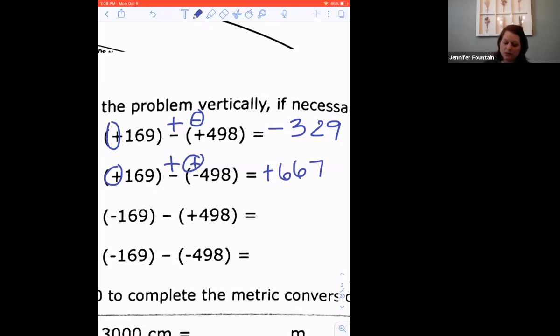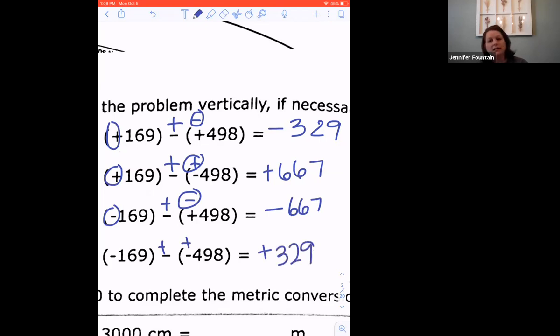On my next one, I want to change to addition. Take the opposite sign. Now I have a negative plus a negative. That's going to give me a negative. I keep my sign, add them together. The last one, change from a negative to a positive. That means my next one becomes positive. Keep the sign of the larger, find the difference. So it's going to be positive 329.